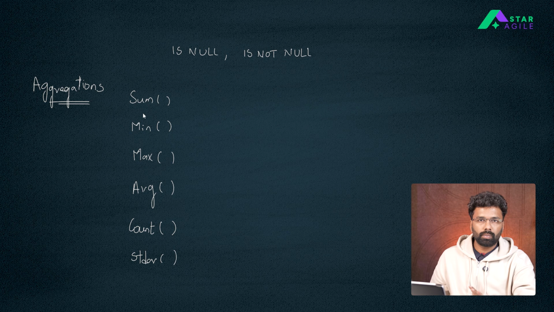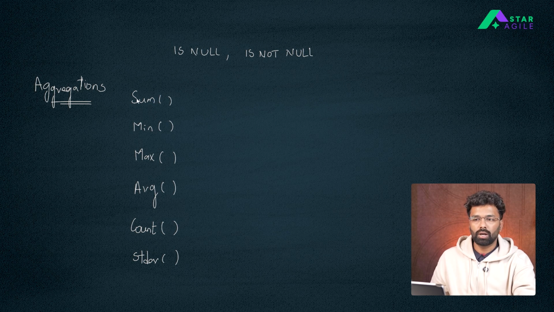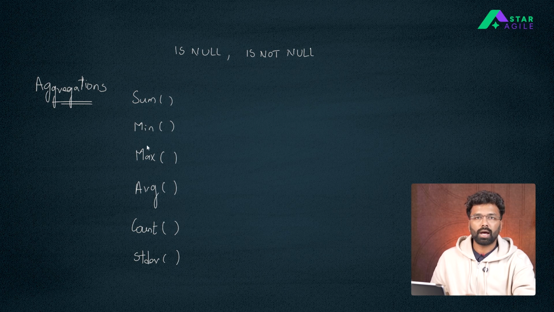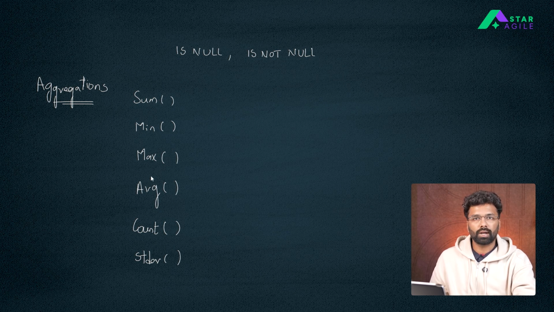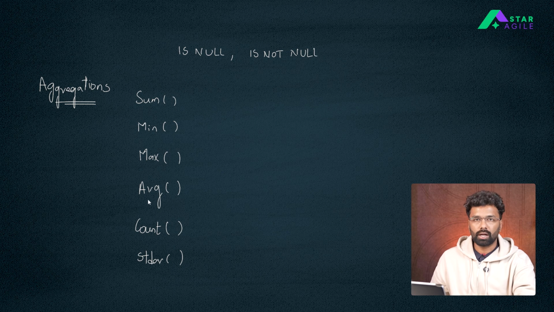Most people will have an idea about what is meant by sum, min, max, average, count. What is meant by sum? Total. If I want any total, I can use sum. Min means the minimum value, max means the highest value, and average means the total sum of values divided by the total number of values. That is how we calculate the average. Count means how many records there are.